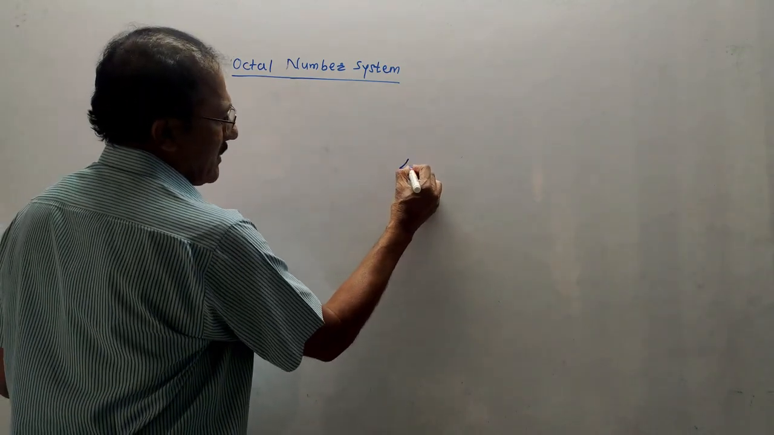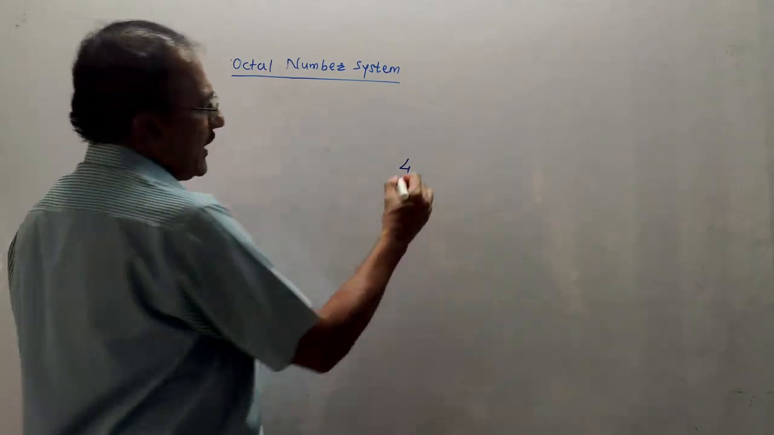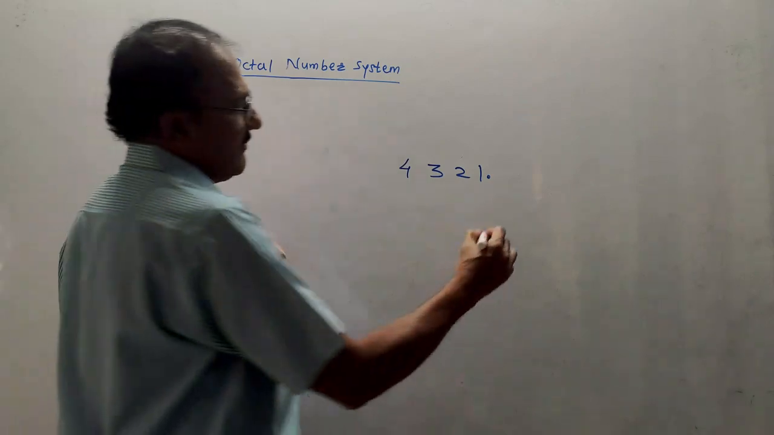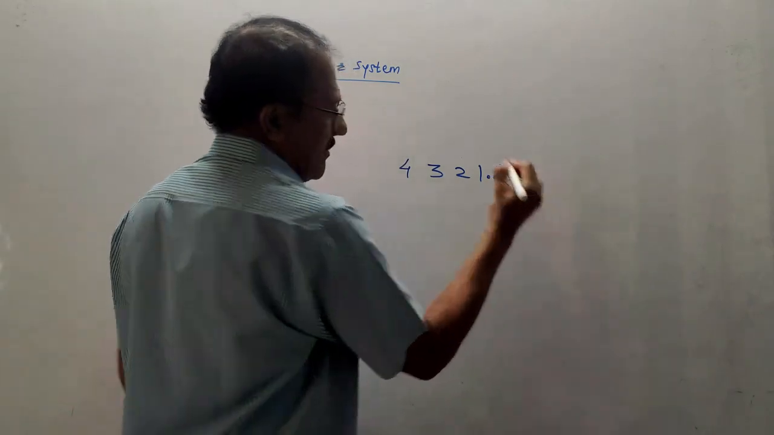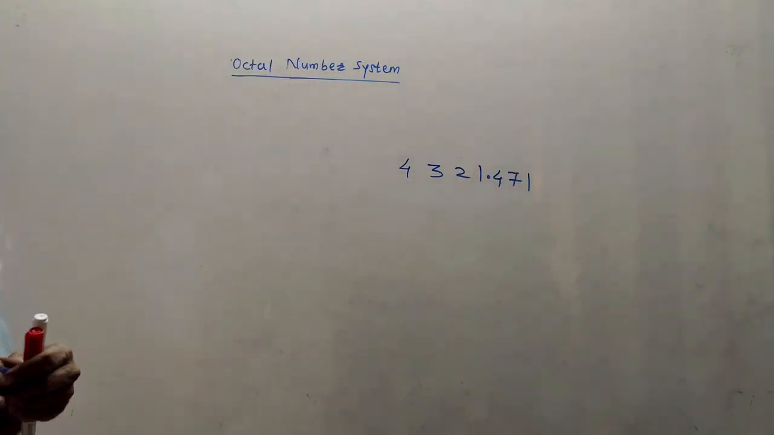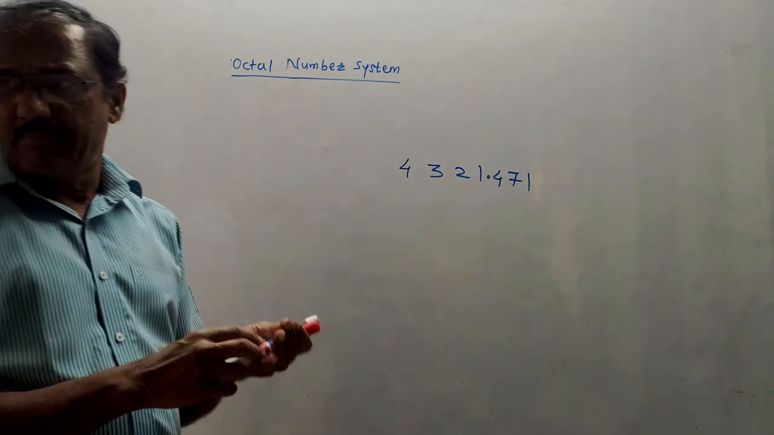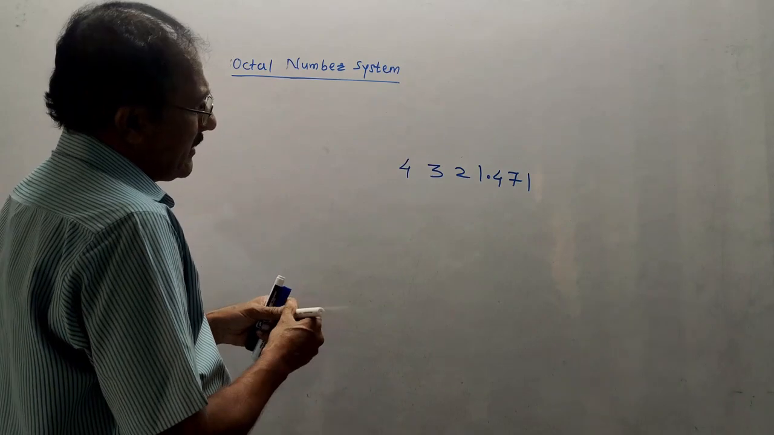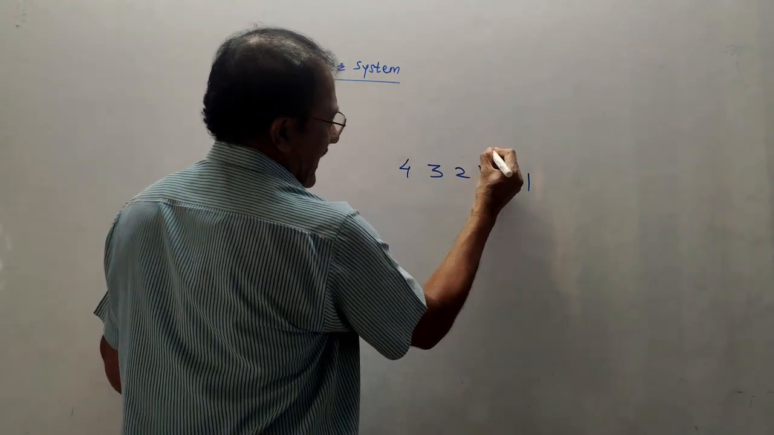Suppose I have this number, 4321.471. I have to represent it using the octal number system. So how to do it? Since the base is 8, this decimal point I will keep as it is.